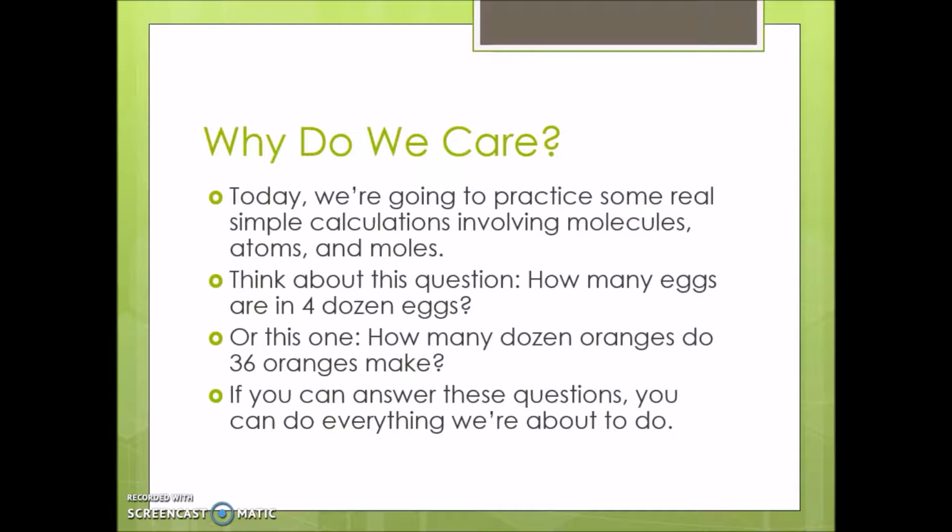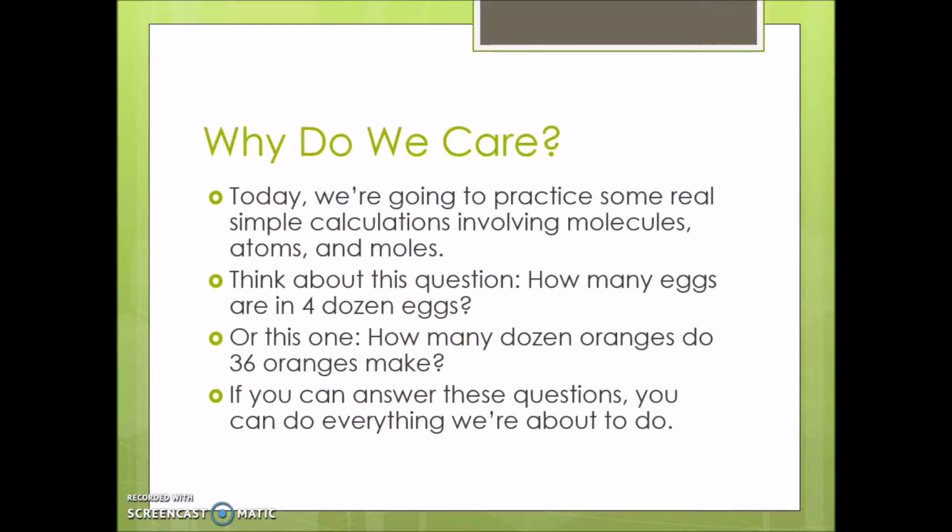What we're going to do today is practice some real simple calculations involving molecules, atoms, and moles. The way I want you to approach these problems is to think about it this way. If I were to ask you how many eggs are in 4 dozen eggs, what would we do? We know what a dozen is: a dozen is 12 eggs. So if we have 4 dozen eggs, we would do 4 times 12 to find that number.